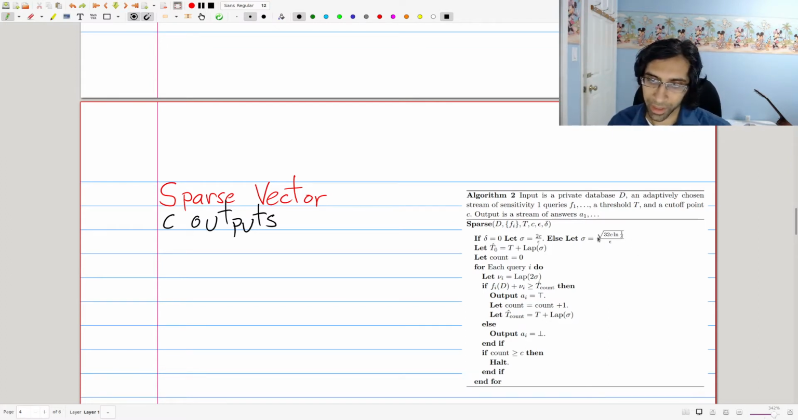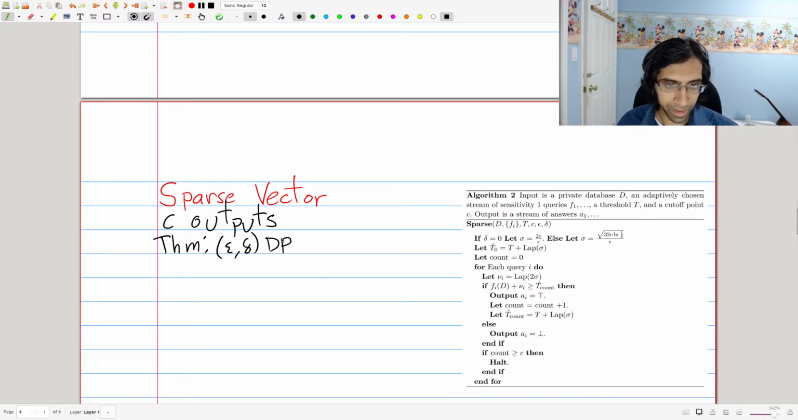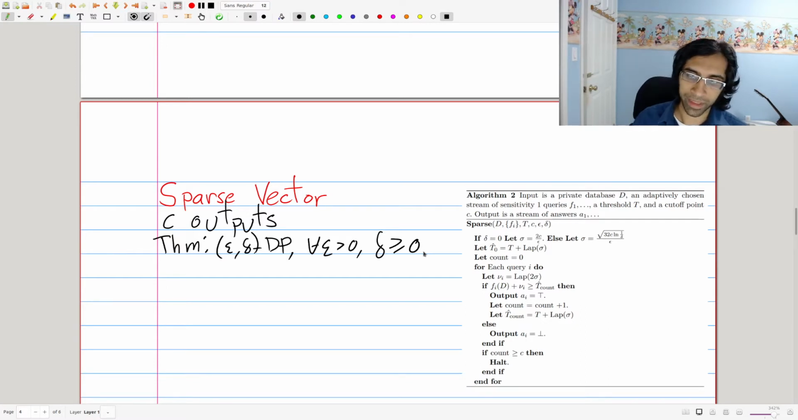So essentially, what I've just argued is that this is equivalent to running above threshold C times in a row. And so that gives us the following theorem: Sparse is (epsilon, delta)-DP for all epsilon greater than 0 and delta greater than or equal to 0. Cool. So that's the privacy guarantee, which is pretty straightforward to see.